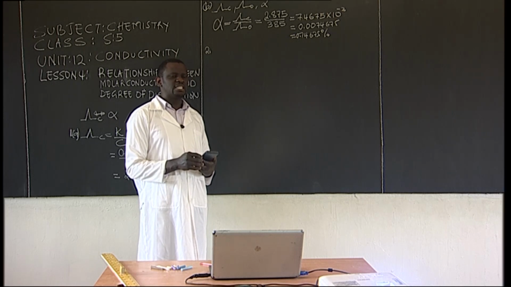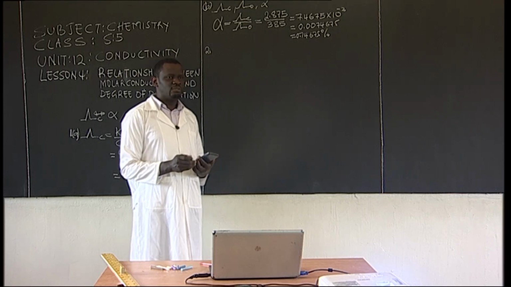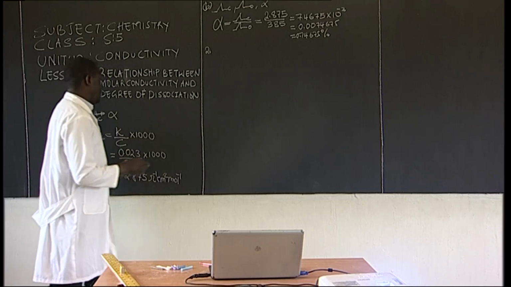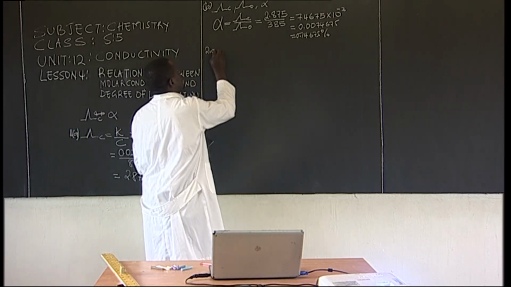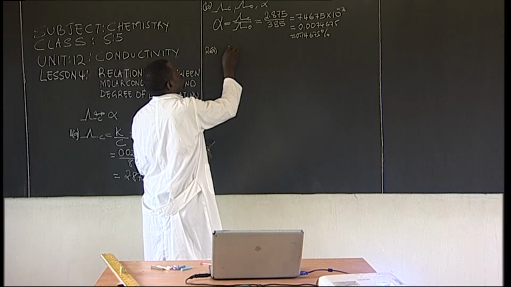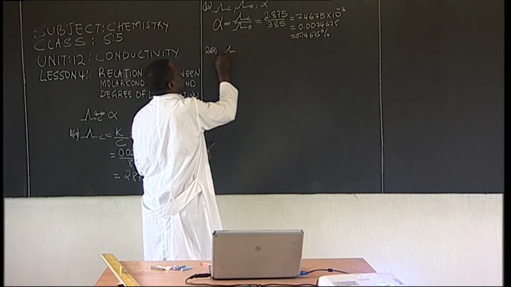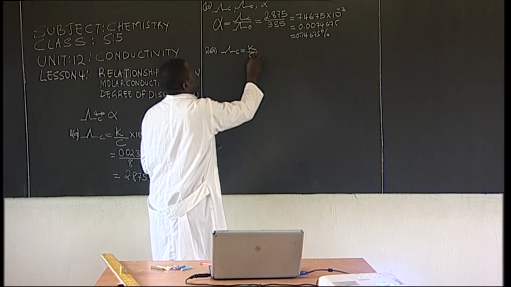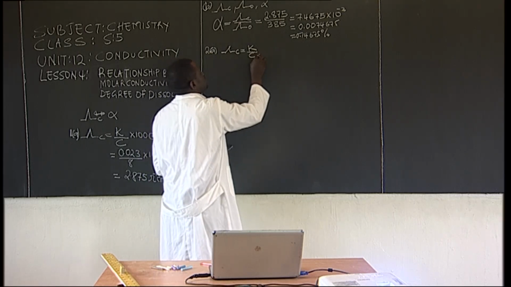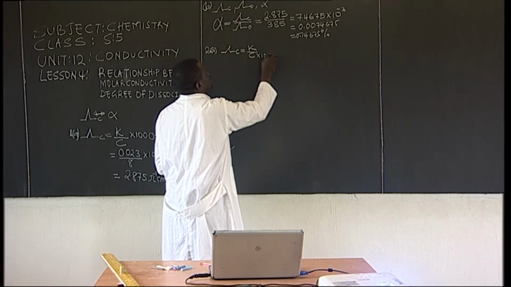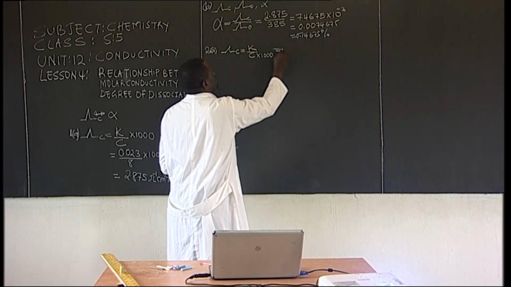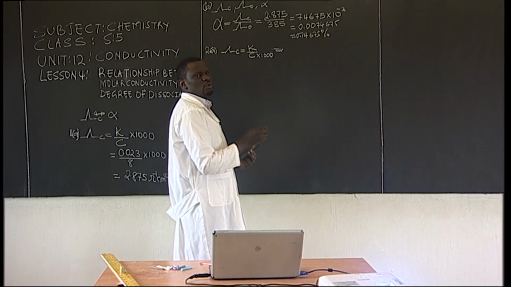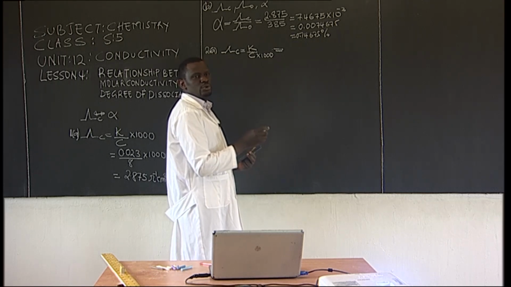Then the first thing is telling you to calculate the molar conductivity of the acid. So we are going to do the same as we have done here. Our molar conductivity will equal K over C. Because it is in meters, we multiply times 1,000 down. We talked about this, if you remember. Then we are now going to substitute.